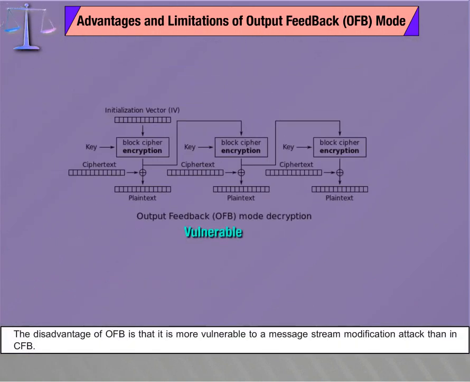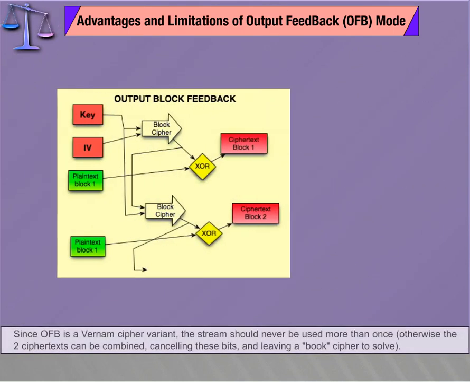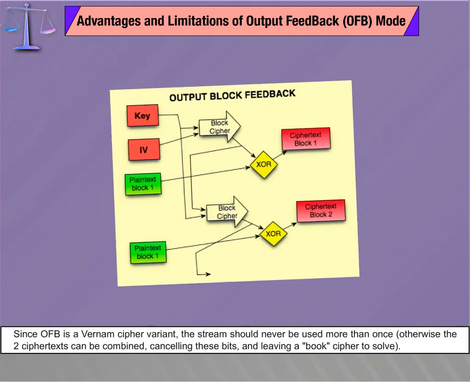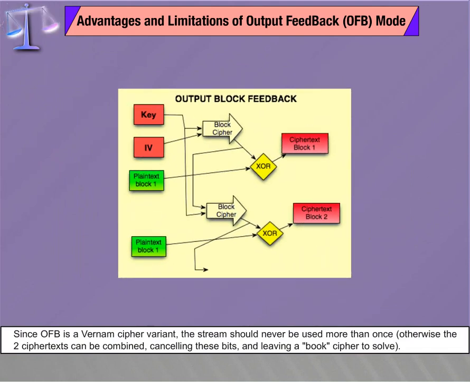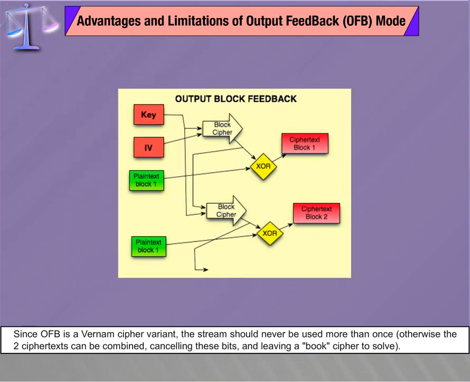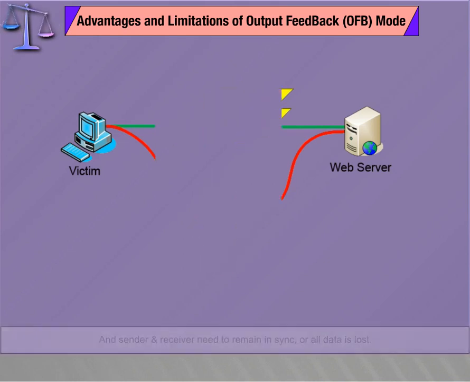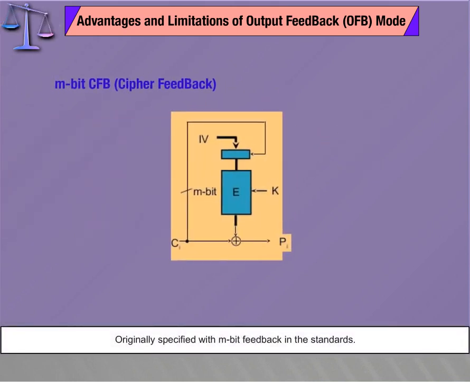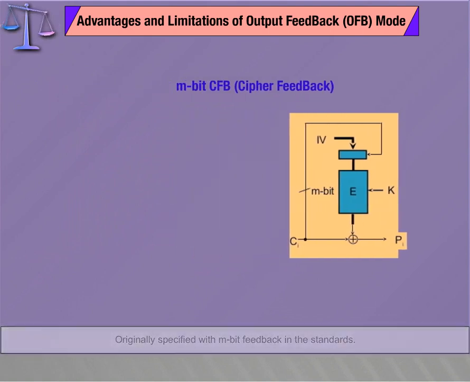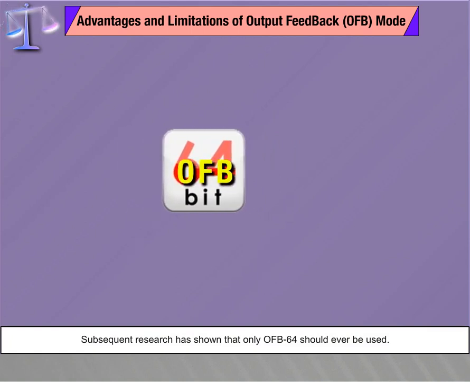The disadvantage of OFB is that it is more vulnerable to a message stream modification attack than CFB. Since OFB is a Vernam cipher variant, the stream should never be used more than once, otherwise the two ciphertexts can be combined, cancelling these bits and leaving a book cipher to solve. And sender and receiver need to remain in sync or all data is lost. Originally specified with m-bit feedback in the standards. Subsequent research has shown that only OFB64 should ever be used.